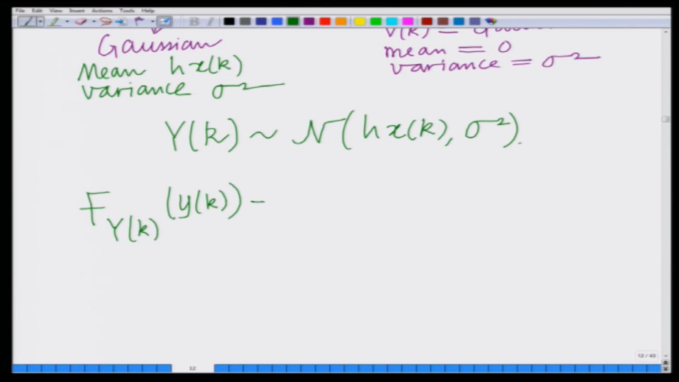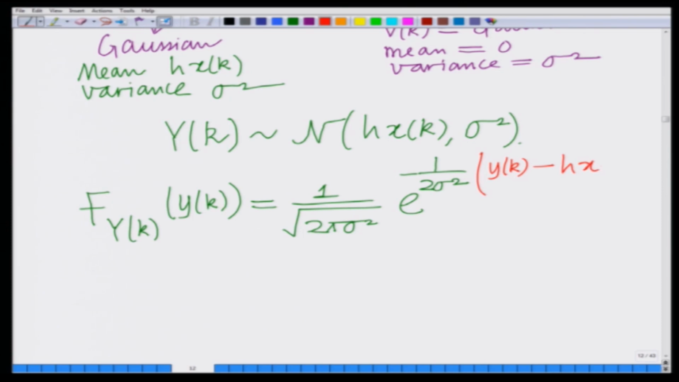This is basically equal to 1 over under root 2 pi sigma square e raised to minus 1 over 2 sigma square y k minus h x k square. Previously, we had seen in the context of a sensor network that the observation y k is Gaussian with mean h and variance sigma square.